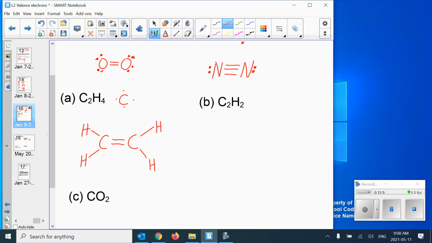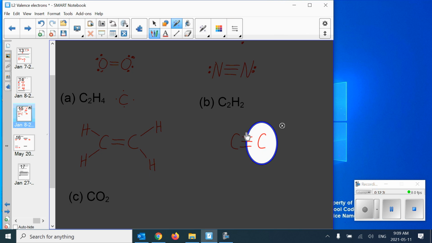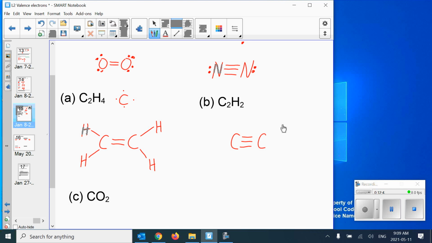Now, C2H2, almost the same formula. But fewer hydrogens to hitch up, so I suspect this is a triple bond. 1, 2, 3. See if that works. That carbon has 3 bonds already. It wants a 4th. So I'm going to toss it in for the hydrogen. Likewise on the opposite.